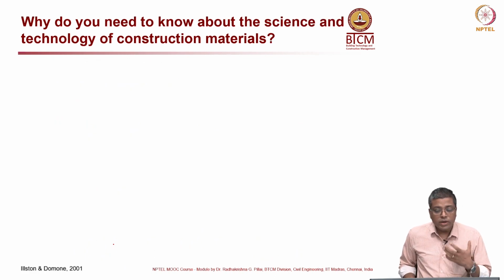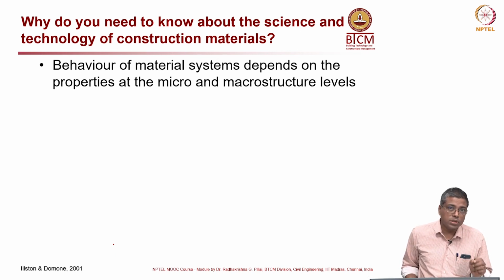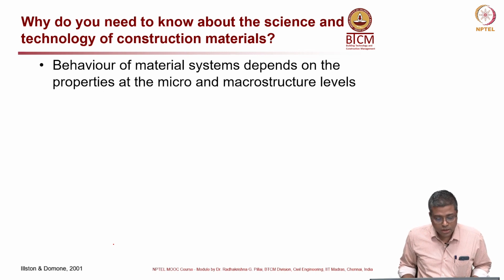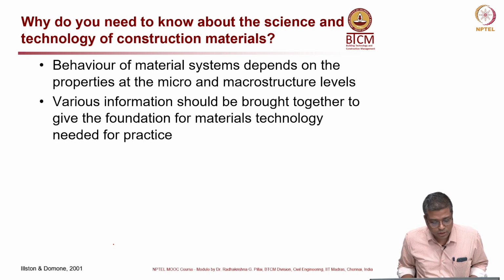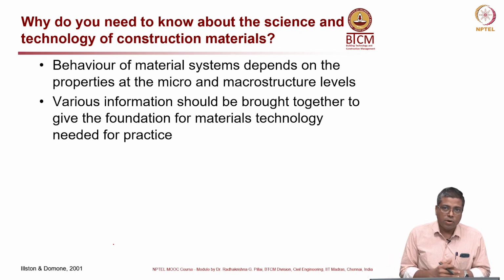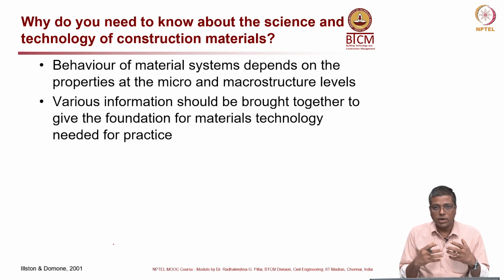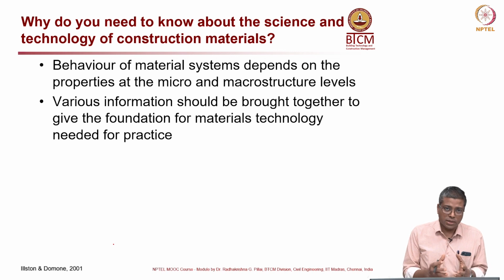Okay. Now, why do we need to know about the science and technology of material? Because the behavior of material systems depends on the properties at both macro and micro level. So, microstructure is very important, and also the macro behavior, how the material systems are put together, that is also very important when we talk about the behavior of a building, for example, or a bridge, for example.